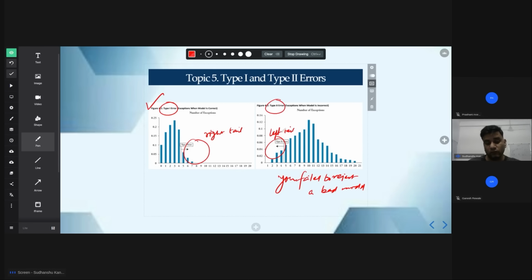Okay. Too few exceptions. So overall, please understand type 1 error. If I describe it, it is rejecting a correct VaR model, right? Type 2 is accepting an incorrect VaR model.